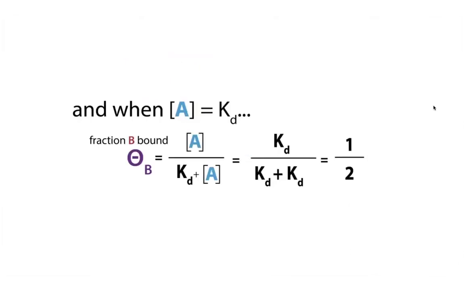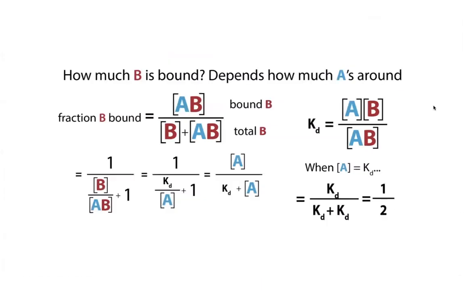So now what would happen when the concentration of A was equal to your KD? Well, here you would replace the concentration of free A with KD over KD plus KD, and that would give you 1 KD over 2 KDs, or 1/2. And so that's why the KD is going to equal the concentration of one partner at which half of the other partner is bound.